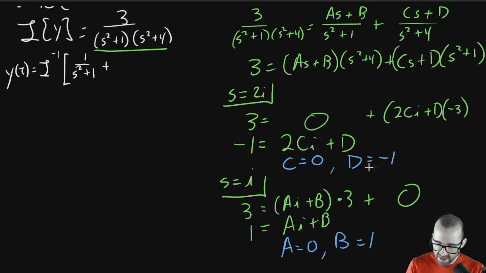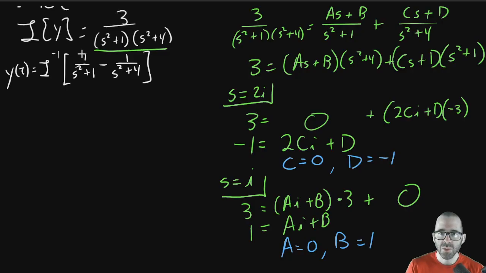Plus cs plus d. Oh, nice. That's just going to be a minus 1 over s squared plus 4. This is great. And again, how would I check? To check partial fractions is way easier than doing partial fractions. You check partial fractions by just combining the fractions.